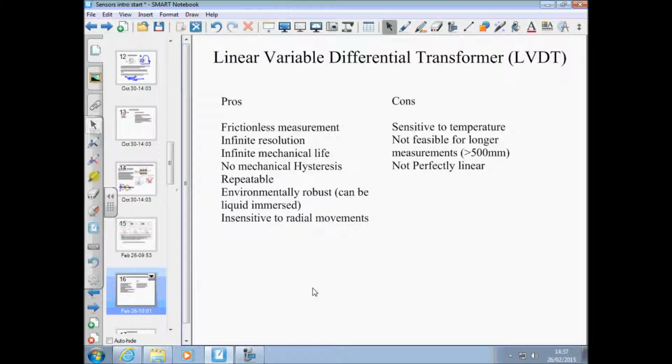Although they've got this linearized portion, they aren't perfectly linear in operation, but then nor are many things. So they're pretty good sensors for sensing linear movement.